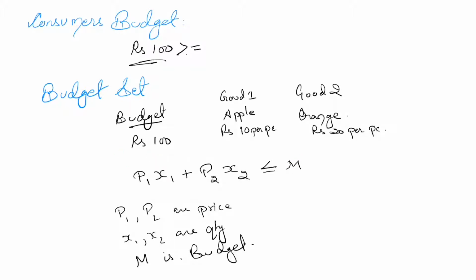We cannot buy items which exceed our budget, which is rupees 100 in the present example. That's why it is also known as the budget constraint.